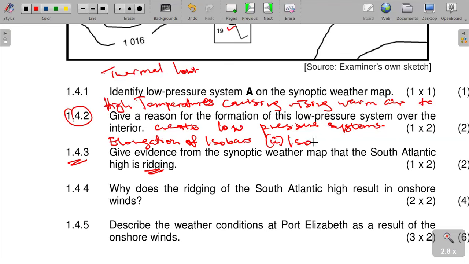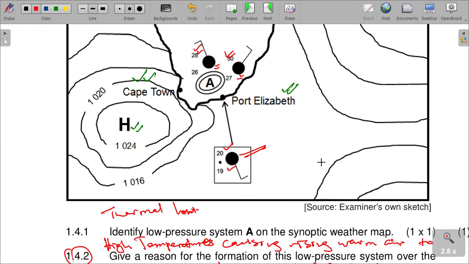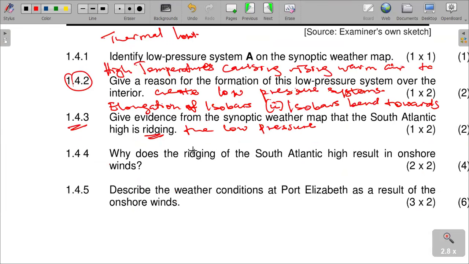The isobars do bend towards the low pressure, as you can see. They are bending towards the low pressure there. They are not straight, but they start to curve. This shows the elongation and also the bending of the isobars towards the low pressure.